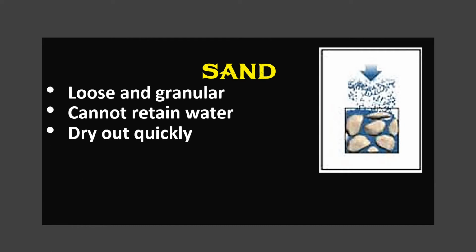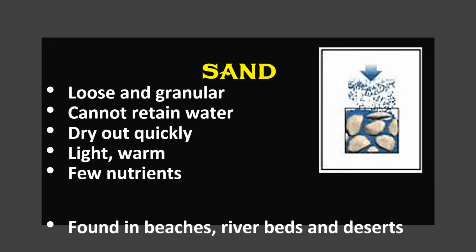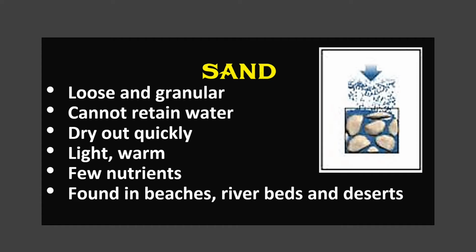This is why it dries out quickly. It is usually light and warm with few nutrients. It's usually found in beaches, riverbeds, and deserts.